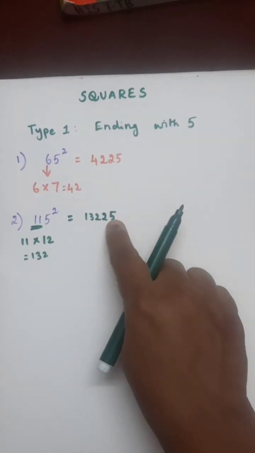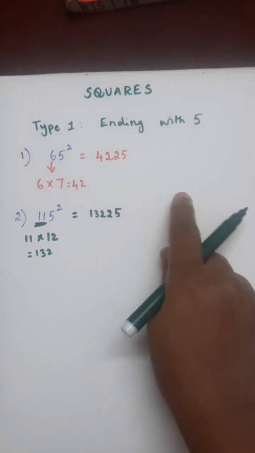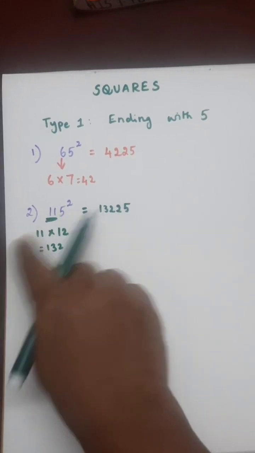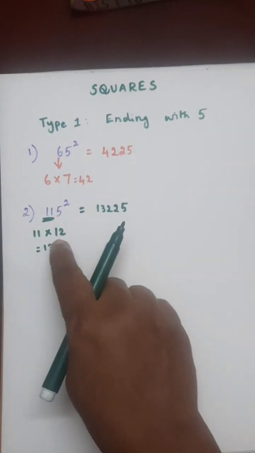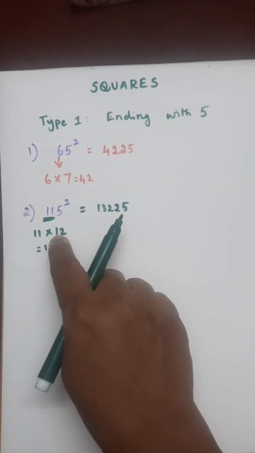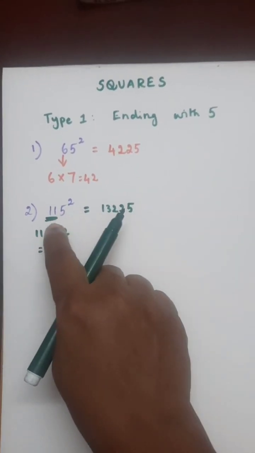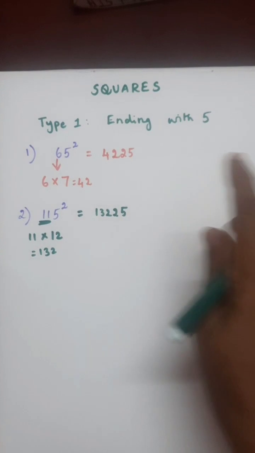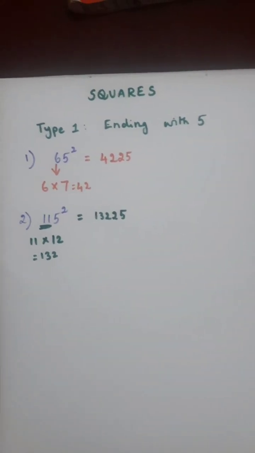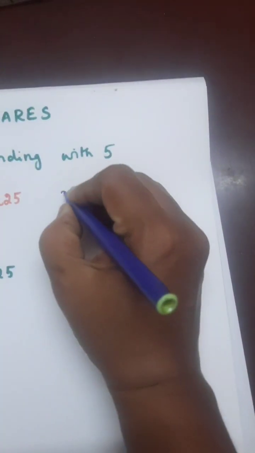5 square is 25, which we write at the end, and the first digits 11 are multiplied by the next number, that is 12. 11 into 12 is 132. So the square of 115 is 13225. That's all. Now I'll give you one more example.